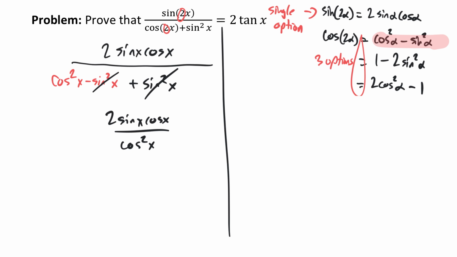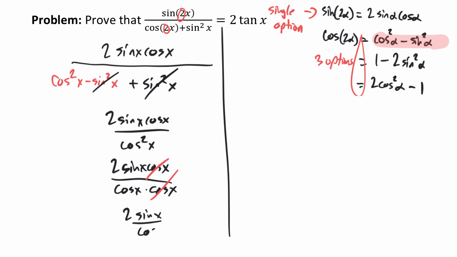Now, because everything's multiplied, we can think of cos squared x as like a cos x times cos x. And I'm going to write that as cos x times cos x because I want to cancel one of those cos x. So I have 2 sine x over cos x. Well, tan, if you remember, is sine x over cos x. And look at that. The left-hand side equals the right-hand side.